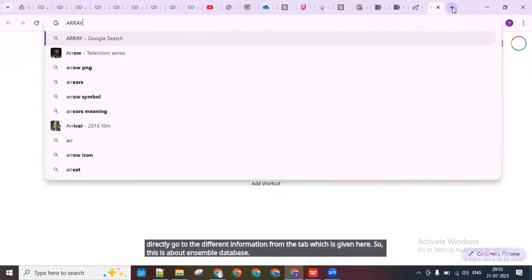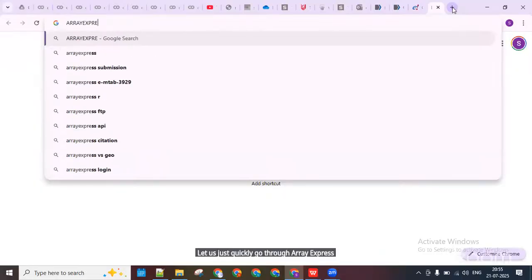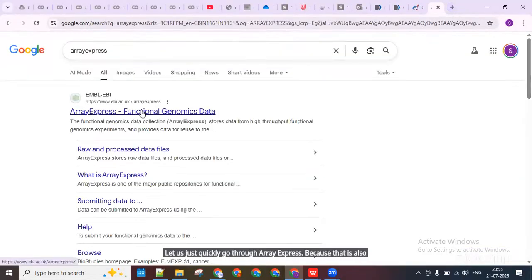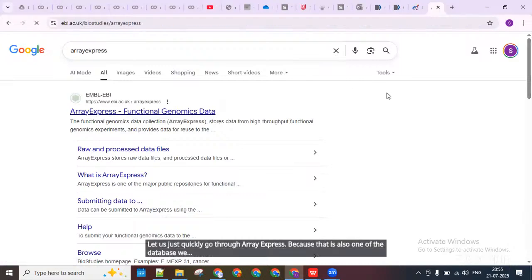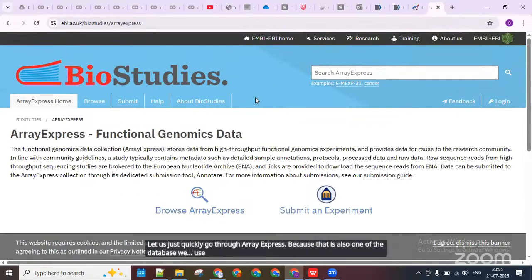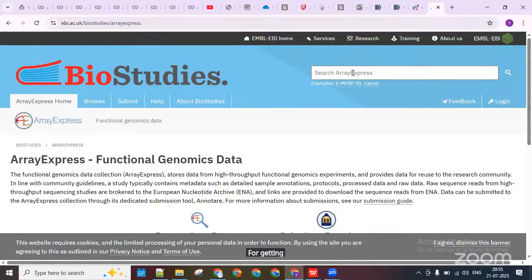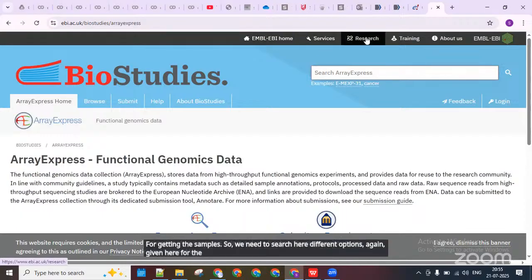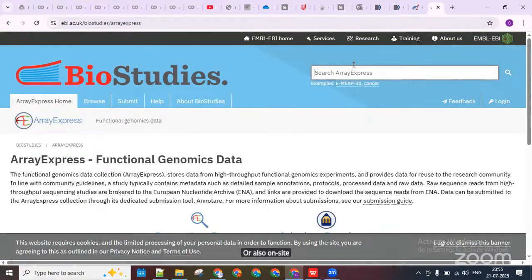Let us quickly go through ArrayExpress, because that is also one of the databases we use most of the time for getting samples. We need to search here. Different options are given for the services they provide. They provide different types of training, even virtual trainings and also on-site trainings in the UK and other centers. So you can explore that. They provide really good trainings.